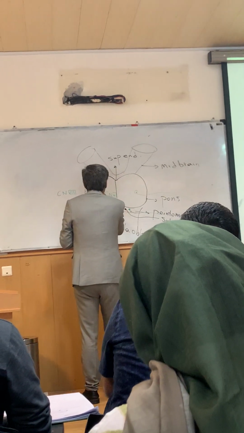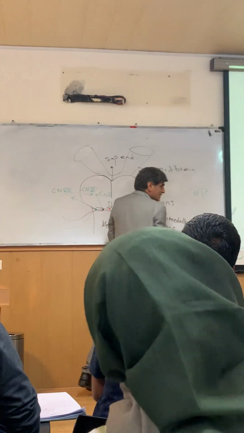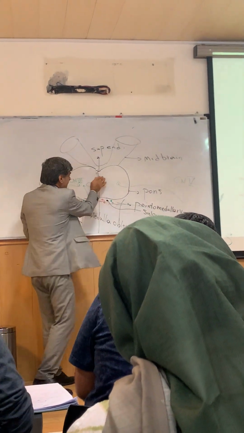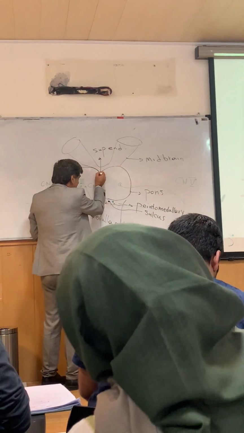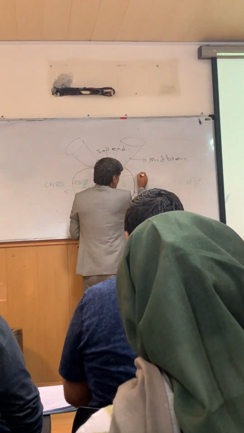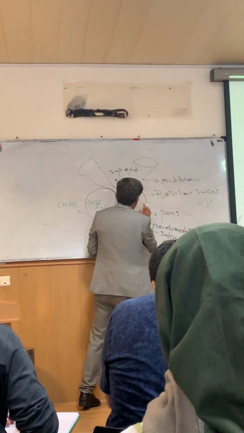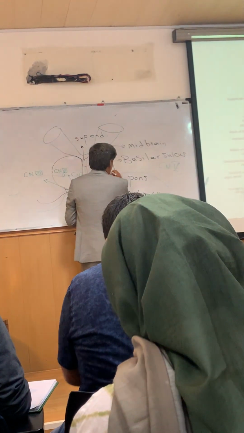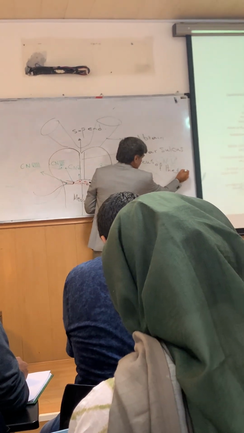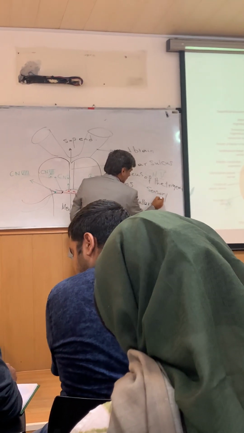And another part, trigeminal. CN 5 emerges from the anterior surface. The anterior surface of the pons contains which structures? Medial part, the basilar sulcus. The basilar sulcus contains the nucleus of the trigeminal, sensory and motor.